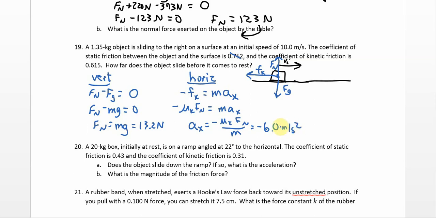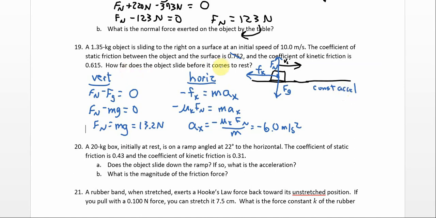So that's my acceleration to the left, which makes sense because it's going to the right, but it's slowing down, so the acceleration is to the left. All right, so now all these forces are constant. Friction is constant, gravity and normal force are constant, so this acceleration is constant. So I have a constant acceleration motion problem from here on out.